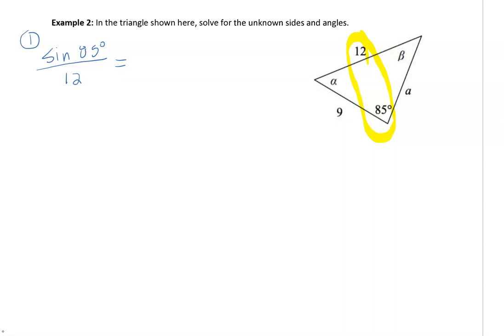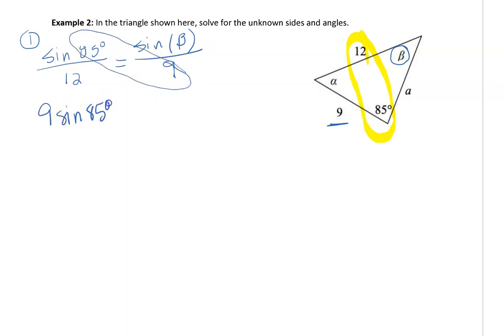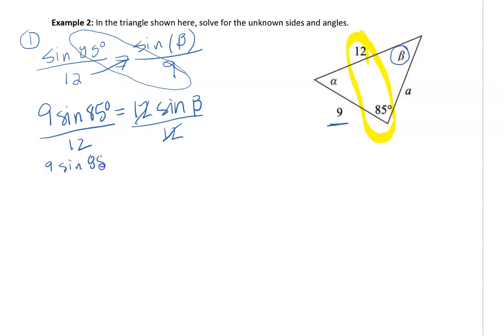And so then let's maybe go for this angle B over here. I'm choosing angle B because really 9 is the only other set of information that I have. So I'm going to say sine of beta over 9, and then again I'm just going to cross multiply like the previous example. So I'm going to multiply this way. That gives me 9 sine of 85 degrees equal to, multiplying this way, 12 sine of beta. So our steps for solving are going to be a little bit different on this one. I'm going to divide by 12, and so then that gives me 9 sine of 85 degrees over 12 equal to sine of beta.